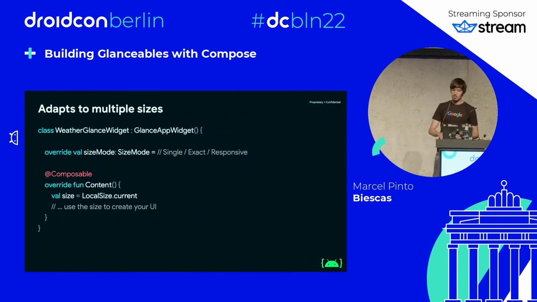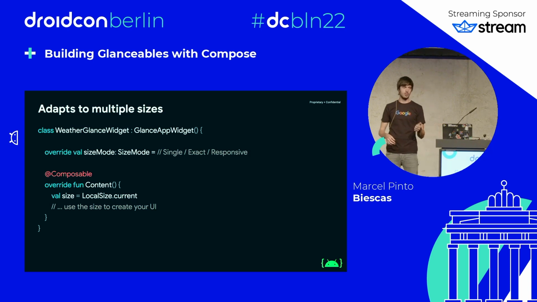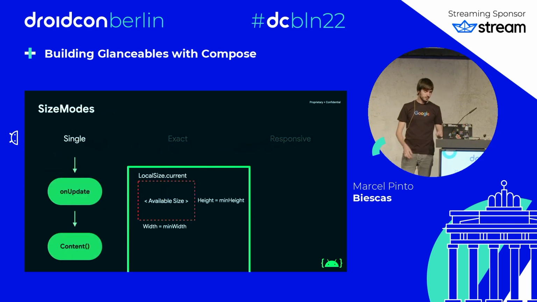So how Glance works with sizes is with the concept of size mode. Depending on the size mode that you specify, the actual value of the local size you can retrieve on your content function will change its behavior. Let's take a look at the 3 different modes.